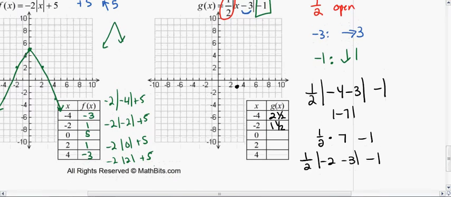0. X minus 3, so 0 minus 3 is negative 3. Absolute value of negative 3 is 3, times 1/2 is 1.5. Minus 1 is 0.5. And then we're back to 2, and that's just going to reflect it again. So go ahead and write them in, 1 and 1/2 and 2.5. Go ahead and plot those points.